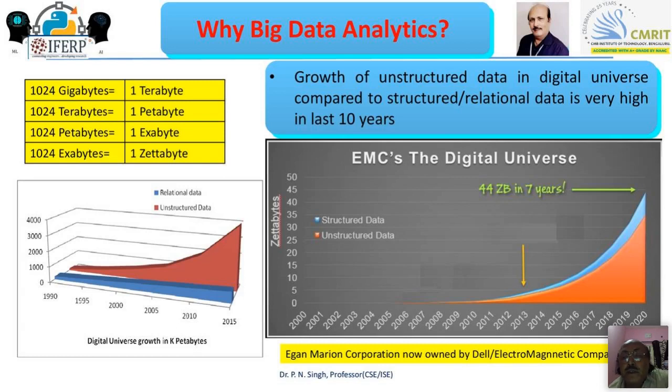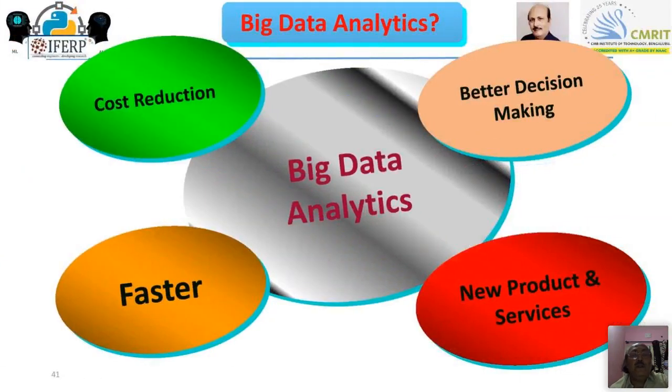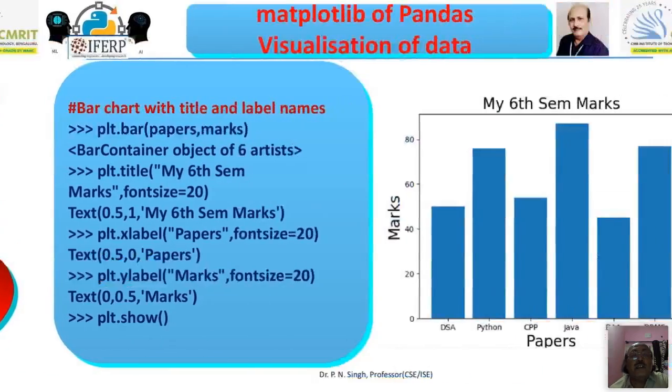The growth of unstructured data is 44 zettabytes in 7 years. So this way it is growing. Your normal database growth is this way, and the unstructured or semi-structured database is growing in this way. So for that, big data comes into the picture. Here we are discussing the 6V of big data. I will not go into detail, and why we are using it: cost reduction, better decision making, faster new products and services.